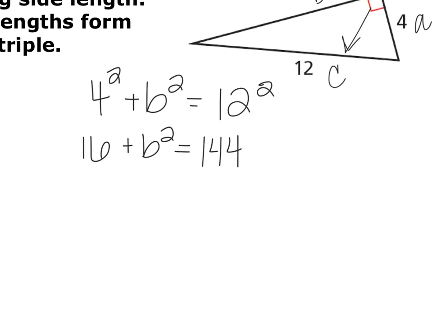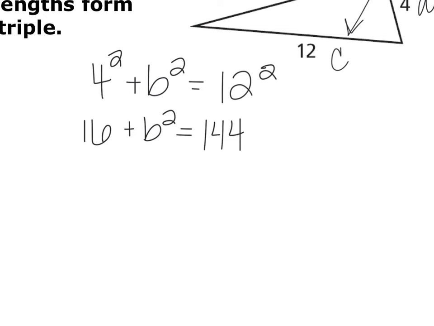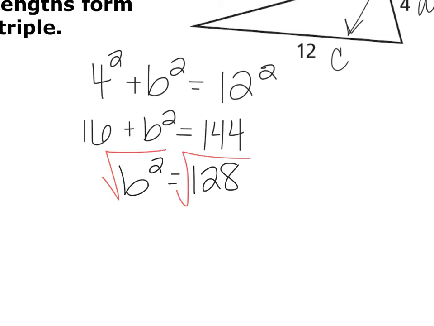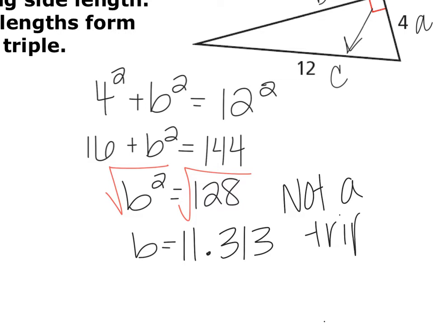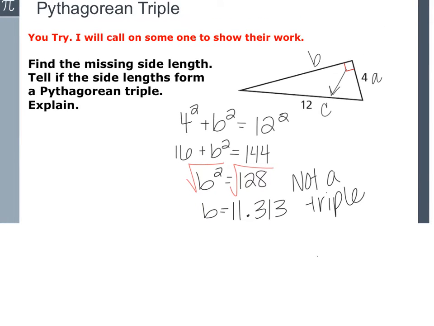So to get b squared by itself, we subtract 16 from both sides. So b squared equals 128. Square root to get b by itself. And when I plug in the square root of 128, I get 11.313. So this is not a triple, simply because it gives us a decimal here.